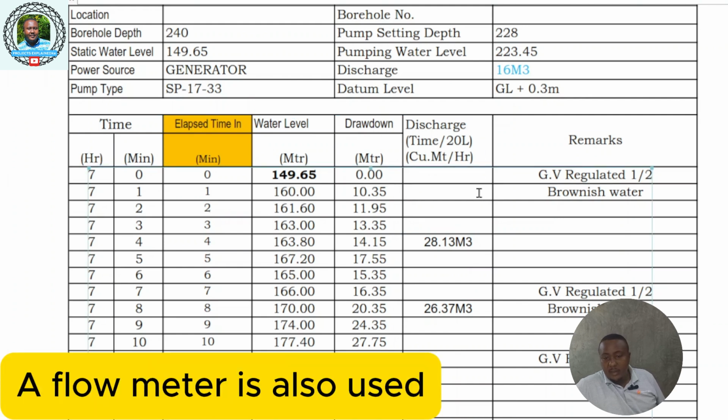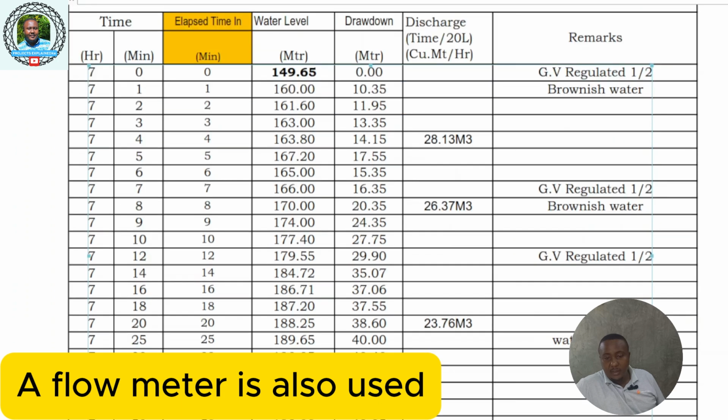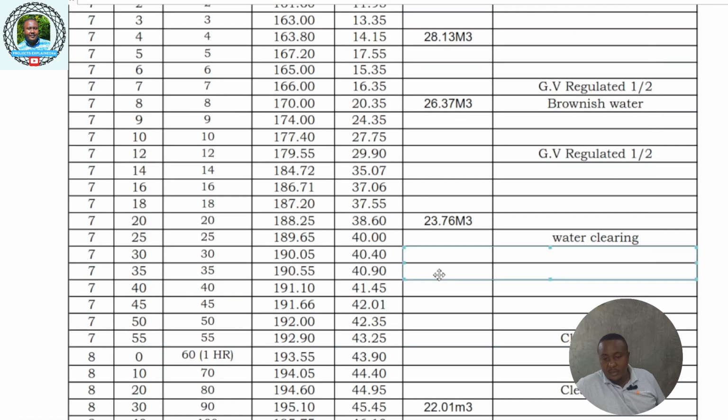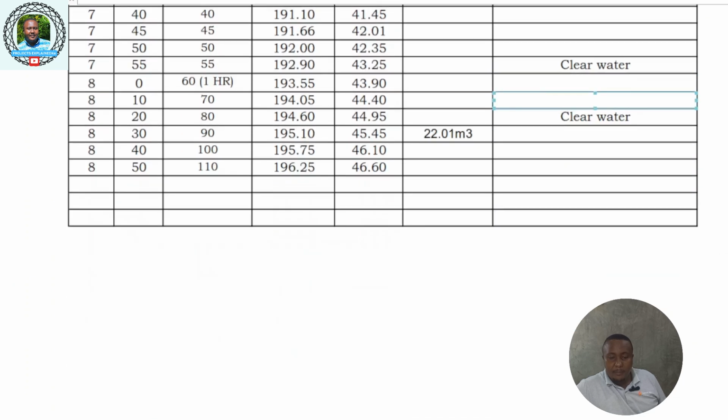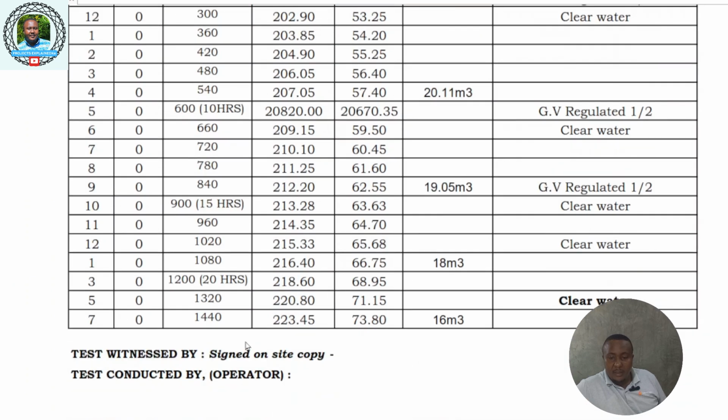As they were going down, the readings were decreasing because the water was also clearing. You see, at this point the water has cleared. This is now clear water at around an hour. They record like that until they hit the 24th hour, which is 1440 minutes. The recorded yield was 16 meter cube per hour. The water was clear, and the total drawdown of the borehole was 23.20 meters.